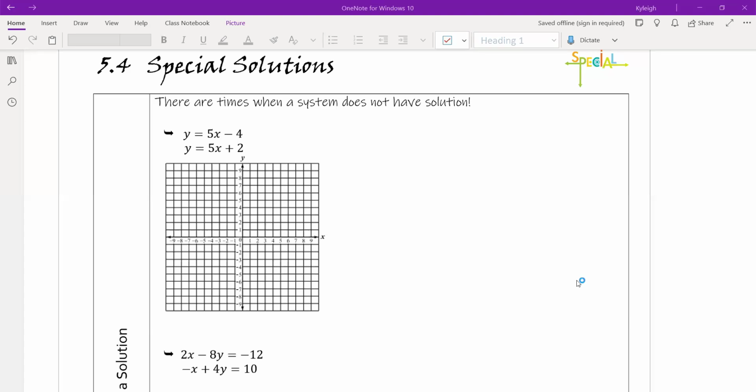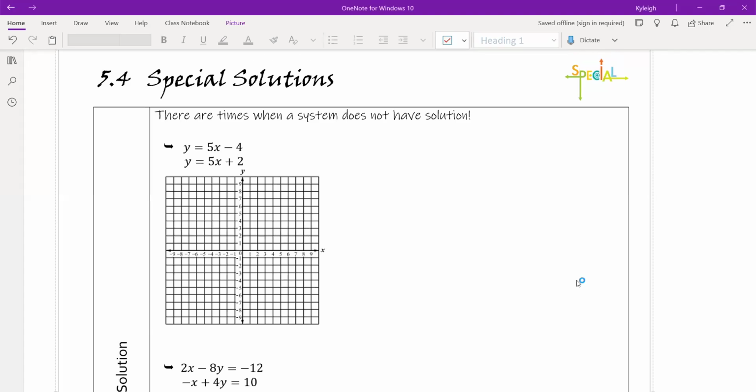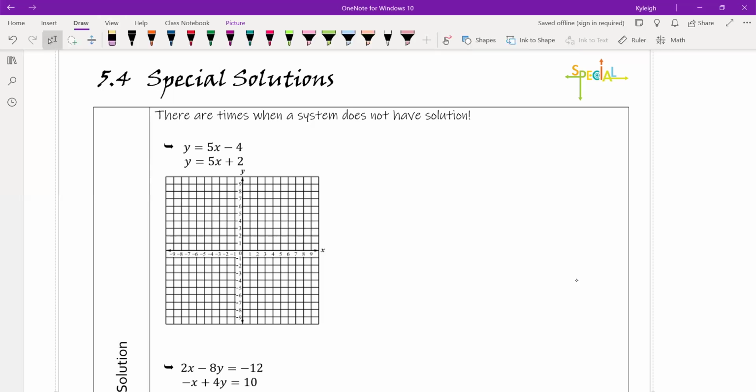Okay, so we're going to talk about 5.4 special solutions. This is kind of a throwback to Unit 1. Remember how there were two special solutions there? They were no solution and infinite solutions. And you've kind of seen those in Get More Math so far with the graphs and a little bit of your answers here or there. So we're just going to refresh that a little bit and more definitively talk about what method to use when. So let's look at this first one.